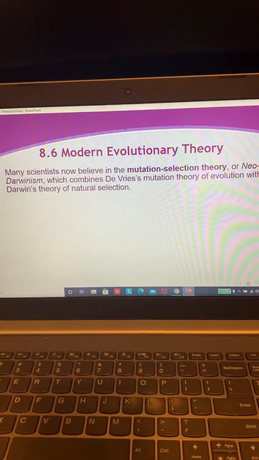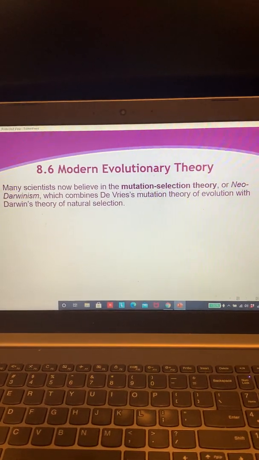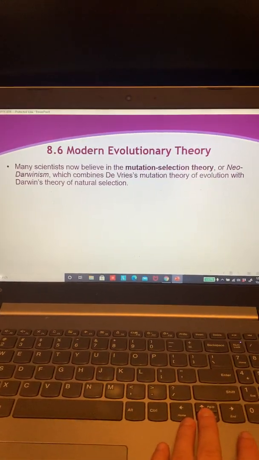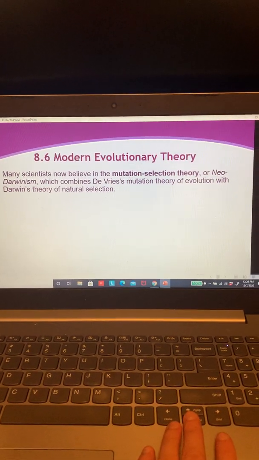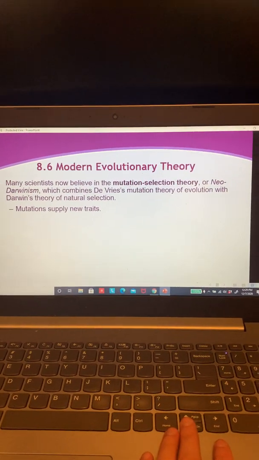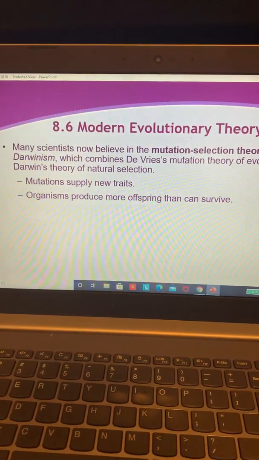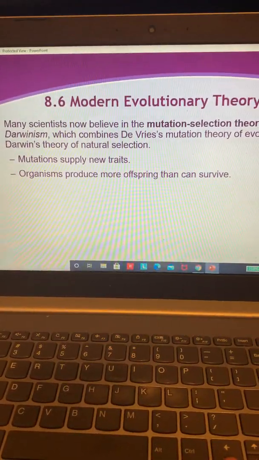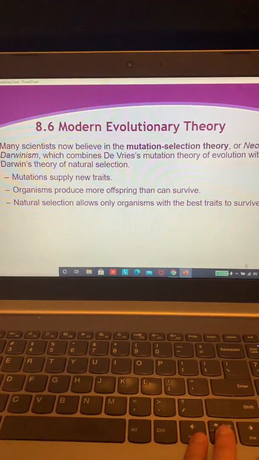Like I said, natural selection does happen. Those that can survive the environment will survive, and therefore will produce offspring that have those same genes. And like De Vries said, mutations do form new genes, although they're mostly harmful. So they believe that mutations supply new traits. Organisms produce more offspring than can survive, because they're competing for resources like food and shelter. Natural selection allows only organisms with the best traits to survive.